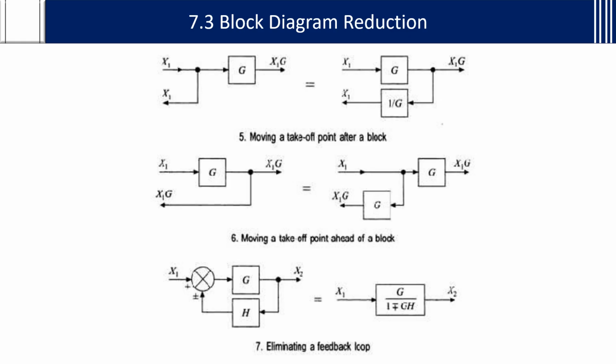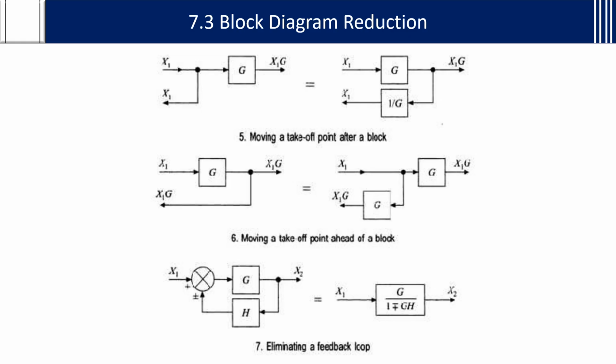Now the summing point is done. If you move a takeoff point to the right side, then you need to add 1 by G to that signal. If you are shifting it to the left side, that is, the takeoff point is ahead of a block, then you need to add a G to that signal. Keep this in mind. It is just the opposite of the summing point.